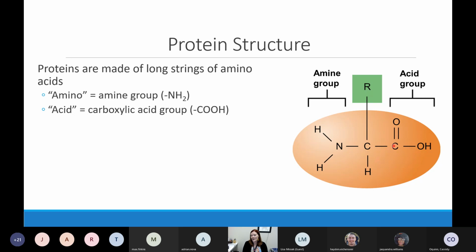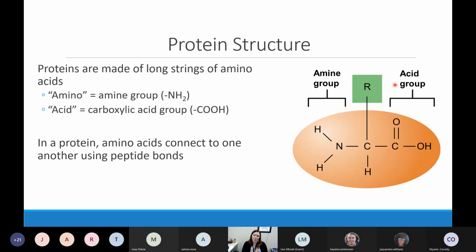Now, I promise I'm never going to make you draw the chemical structure of an amino acid, but I am pointing out the amine group and the acid group for you because in just a moment, we're going to talk about the way that we build proteins, and I have to steal things from the amine group and from the acid group to do that.